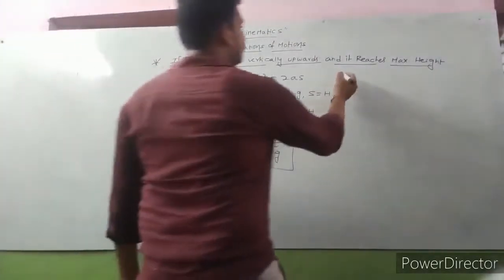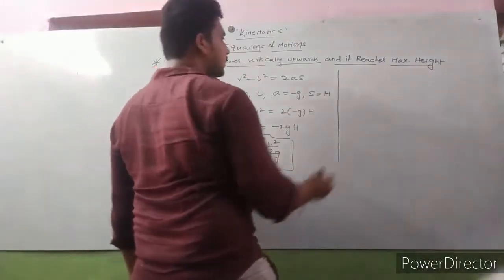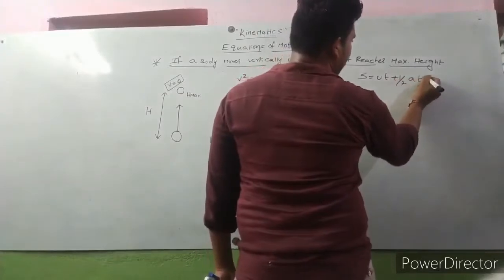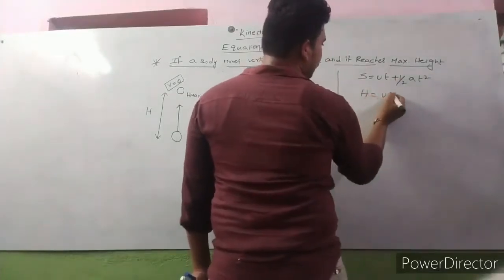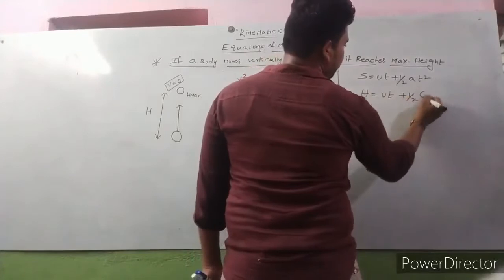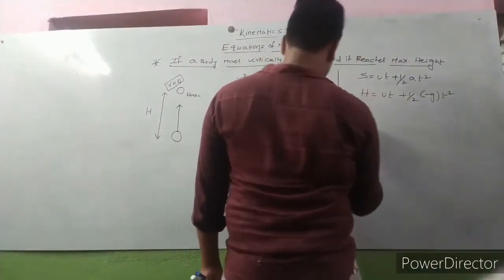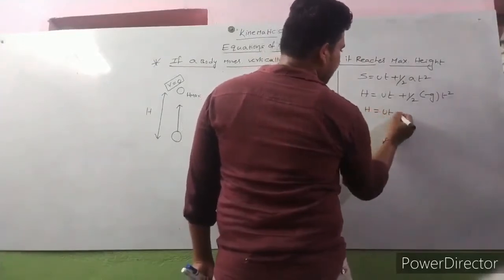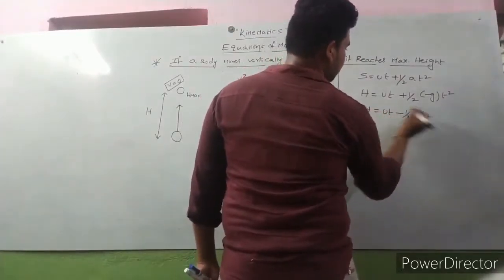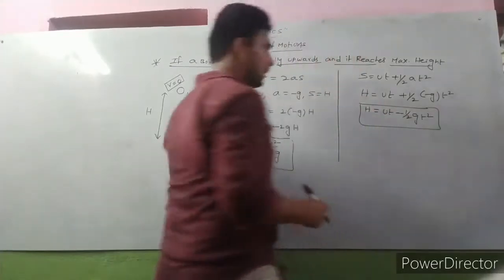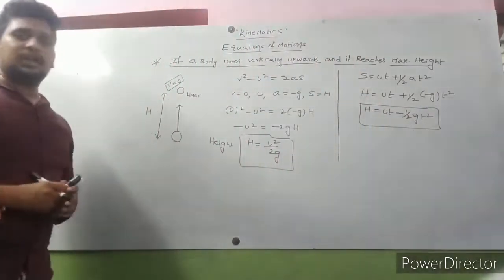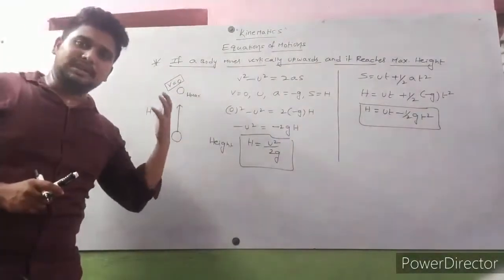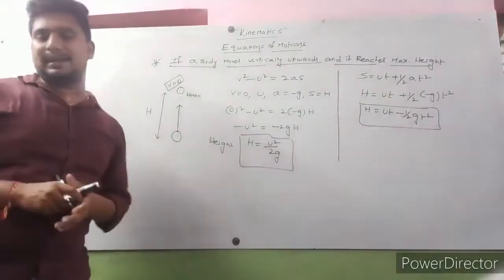Next, from the third equation, s = ut + ½at². Here s means h, so h = ut + ½ × (−g) × t². So h = ut − ½gt². This is our formula for h. Okay, now we are going to solve one example problem. After solving this example problem, you will get a clear idea about this topic.